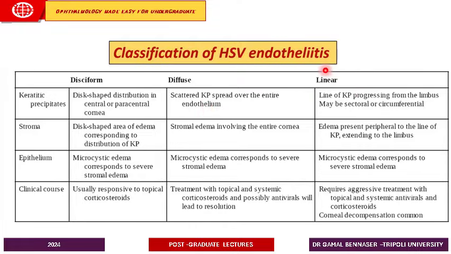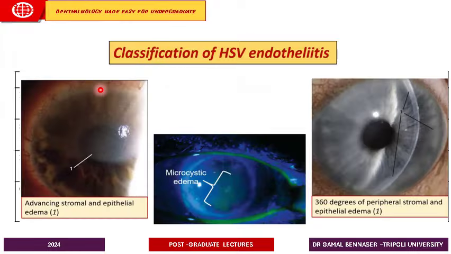The most dangerous one is the linear one, which is radiating from the limbus and having a circumferential course. This will eventually lead to corneal decompensation and also a penetrating keratoplasty. Although the success rate is limited, in herpes simplex keratitis, it needs special management. But these are very rare. The most common one is the disciform keratitis with a good prognosis. So these are different types of the disciform keratitis due to involvement of the endothelium, endotheliitis.